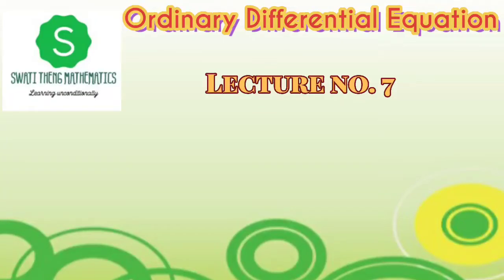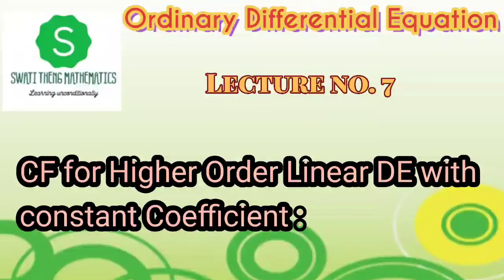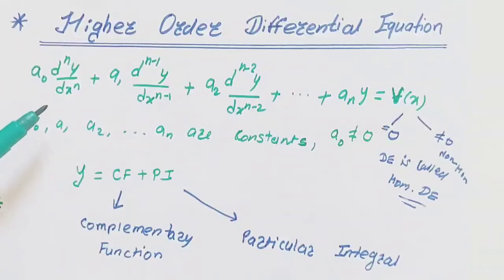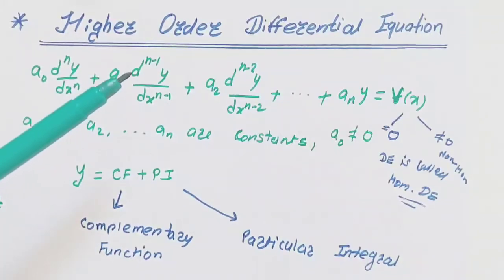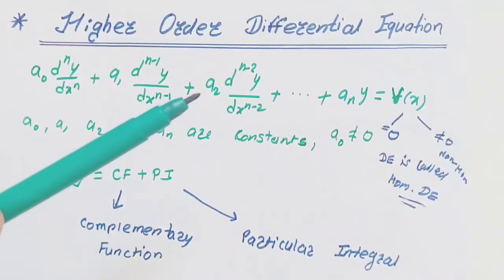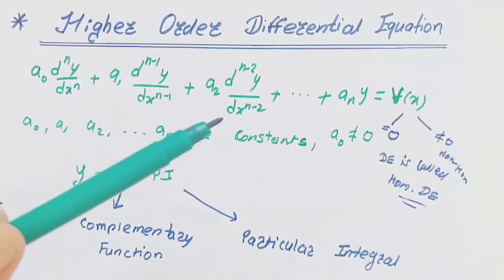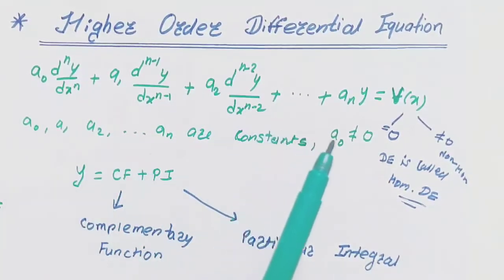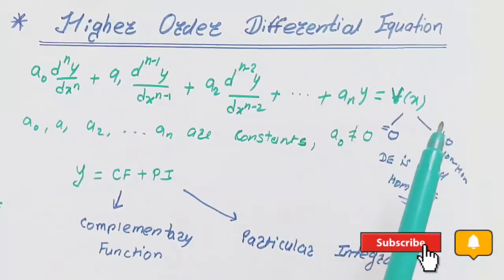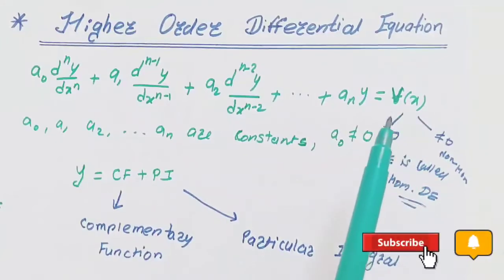Hello everyone. In this lecture, we are going to discuss how to find the complementary function for a higher order linear differential equation. Now see here, the general form of a higher order linear differential equation is a0 d^n y by dx^n plus a1 d^(n-1) y by dx^(n-1) plus a2 d^(n-2) y by dx^(n-2) plus and so on, an into y is equal to v of x. Here v of x is a function of x.